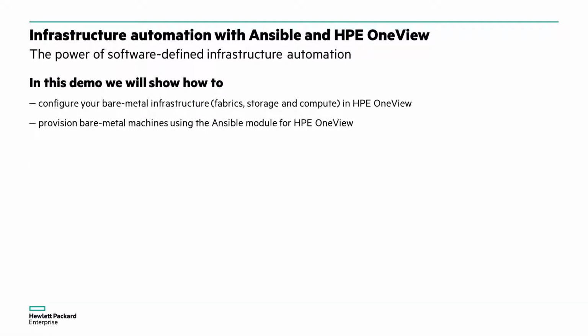In this demo, we'll show you how to configure your bare metal infrastructure with the HPE OneView Ansible module, allowing you to treat your infrastructure as code. This will be done by customizing templates and automated with a single Ansible playbook. Benefits of this infrastructure as code approach include complete data center automation, consistent reproducibility, versioning, and rollback.